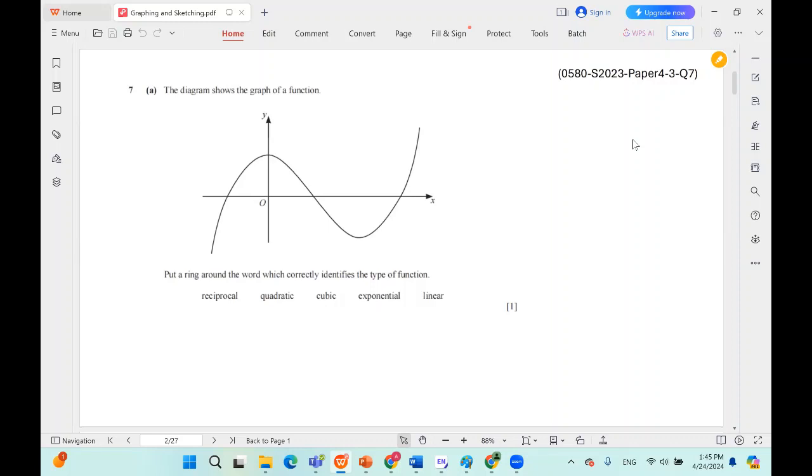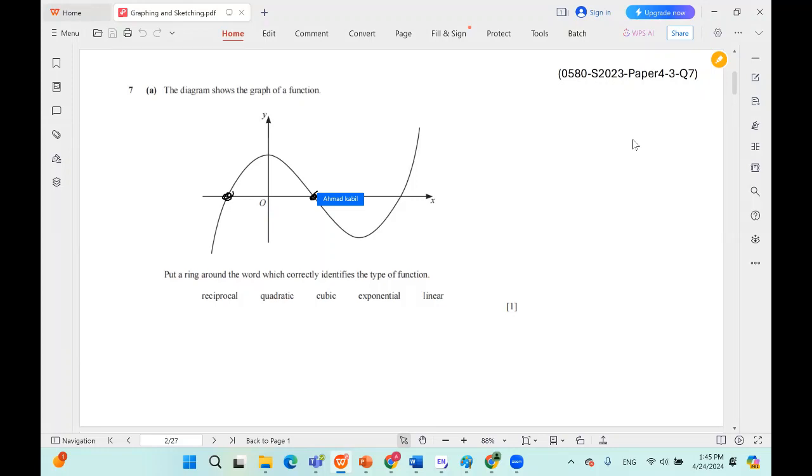The diagram shows the graph of a function. Put a ring around the word which correctly identifies the type of function. So we should know that this is what we call a cubic function. How do we know that? Simply because it intersects the x-axis here 3 times.